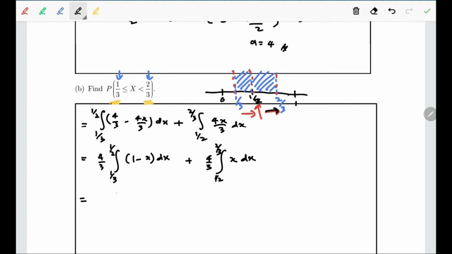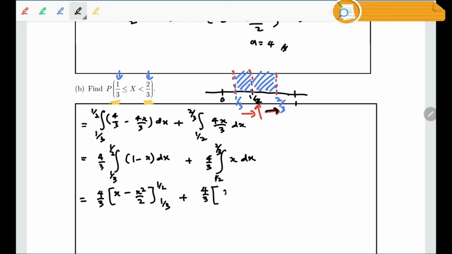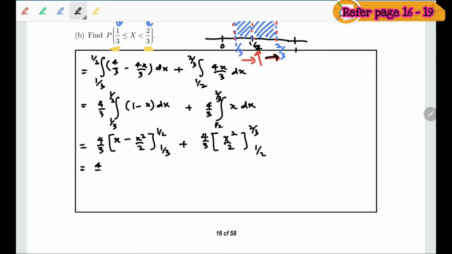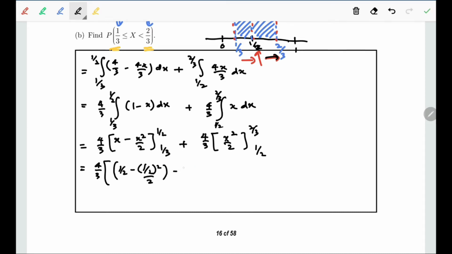Alright, so integrate 1, you get x minus x squared over 2 with 4/3 outside here. This is 1/2, this is 1/3, plus 4/3 with integration of x, which is x squared over 2. This is 1/2. Okay, so next is the process of substitution. You just need to substitute every single limit that we have here. So substitute 1/2 minus 1/2 squared over 2, minus 1/3 minus 1/3 squared over 2.